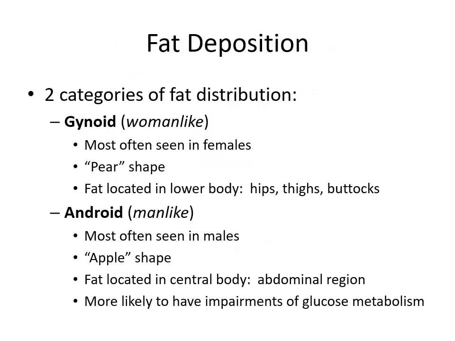Looking at fat deposition, we have two categories or patterns that we see. We have gynoid obesity, which is most often seen in females and contributes to the so-called pear shape, with fat being located in the lower body, including the hips, thighs, and buttocks. And android pattern obesity, which is often seen in males, contributing to what's known as the apple shape, with fat located in the central body, including the abdominal region. And this is more likely to result in impairments of blood glucose metabolism.